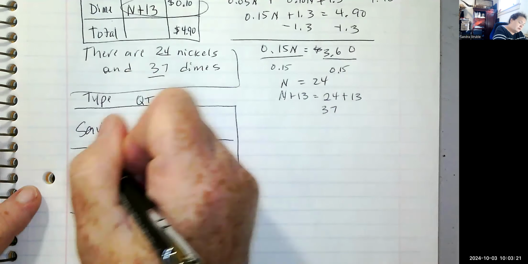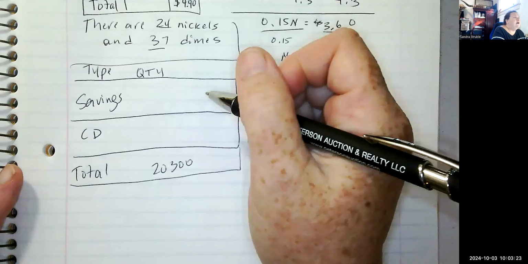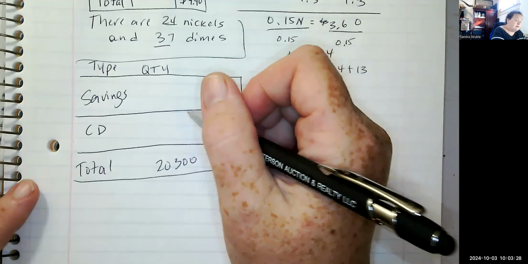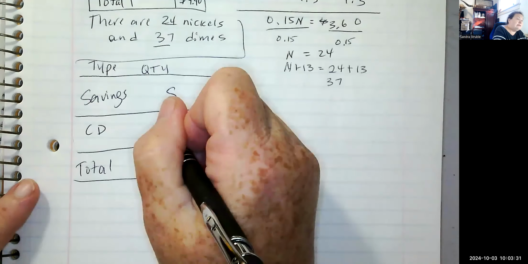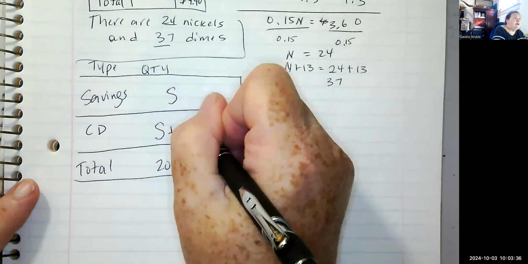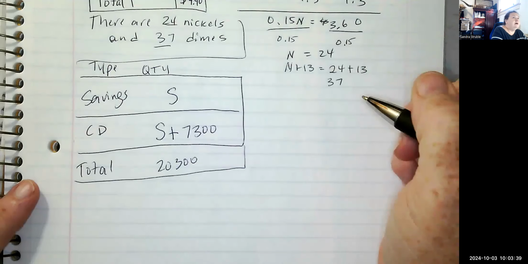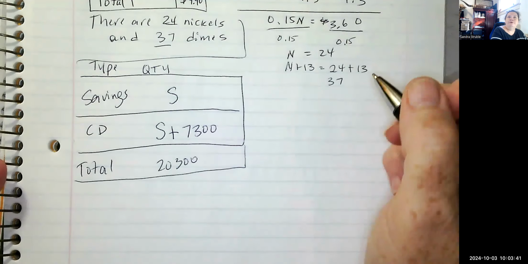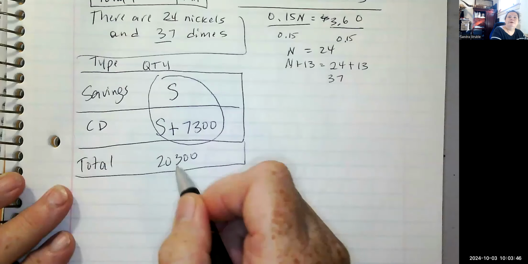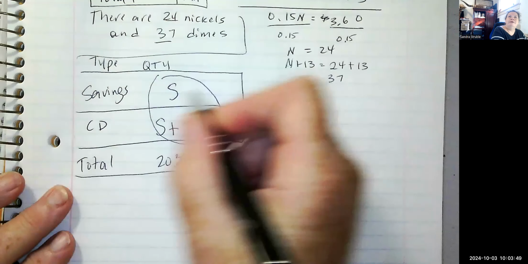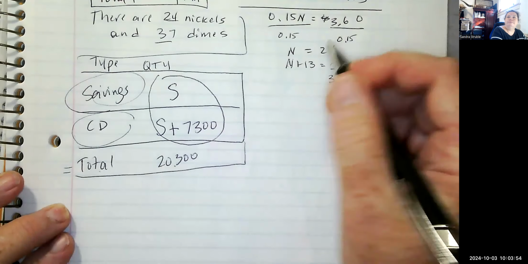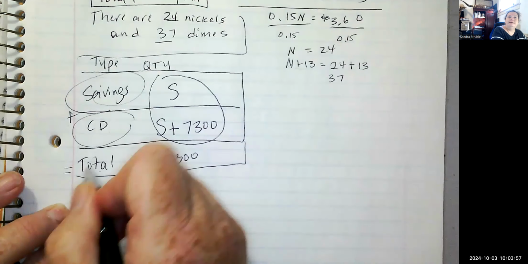Savings, CD. He decides to invest $7,300 more in the CD than in the savings. So he has his savings, and then his CD has whatever's in the savings plus $7,300 more, right? Find the amount in the savings. So we'll find the amount in both. All we have to do here is add up these 2 and set it equal to 20,300, because the amount in the savings plus the amount in the CD is equal to the total.